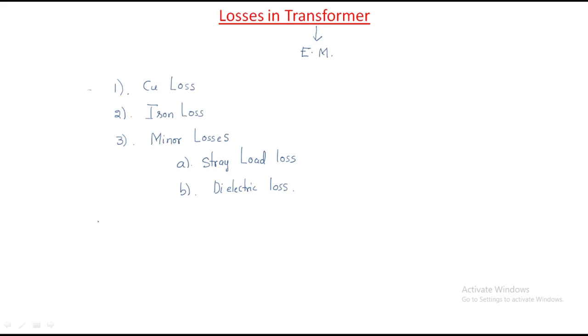The first loss is the copper loss. Copper loss is a major loss. A transformer has two main parts. The first part is the core, the second part is the winding. Windings are made with copper or aluminium. So windings always carry current.